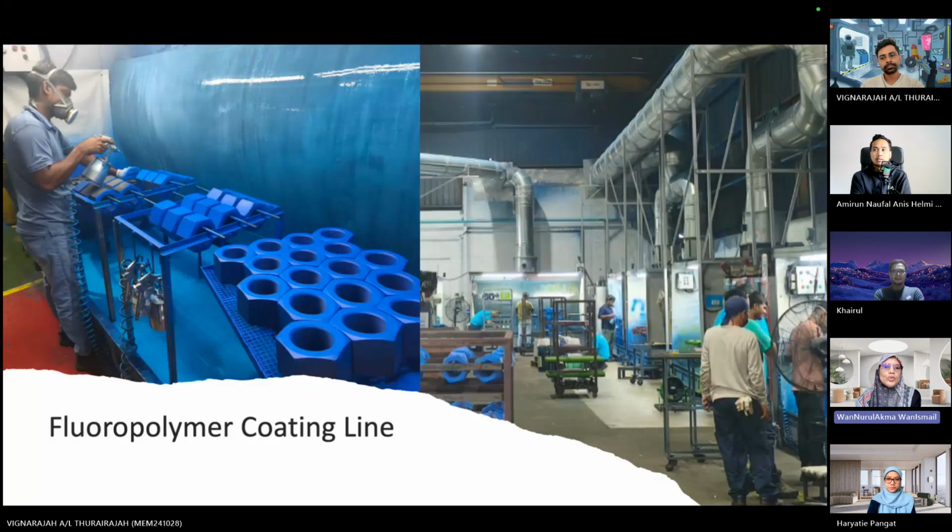Next, we go to the process for the fluoropolymer coating line, where we observe that the people who handle the machine are not wearing the proper PPE. For example, in the photo, the people are not wearing gloves or any proper PPE. Next.